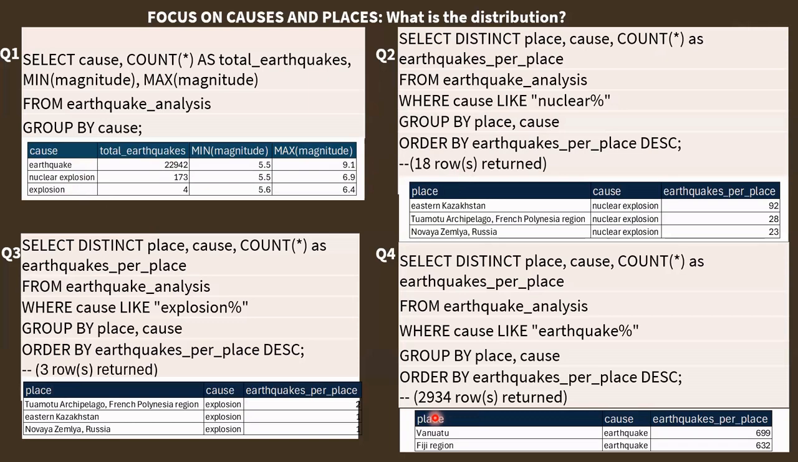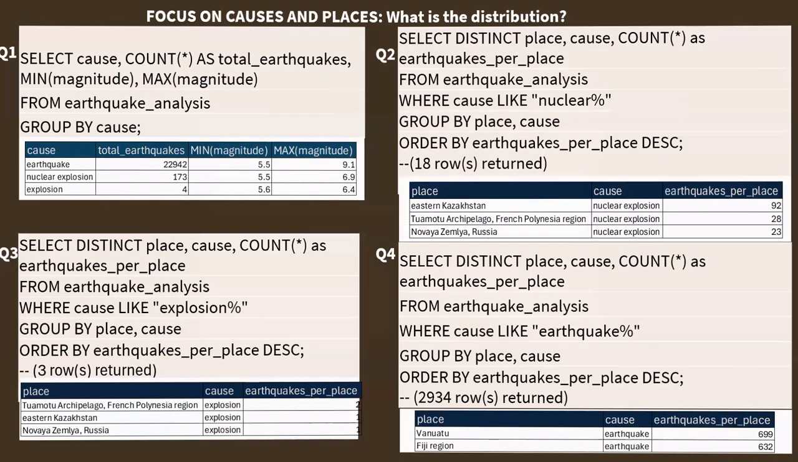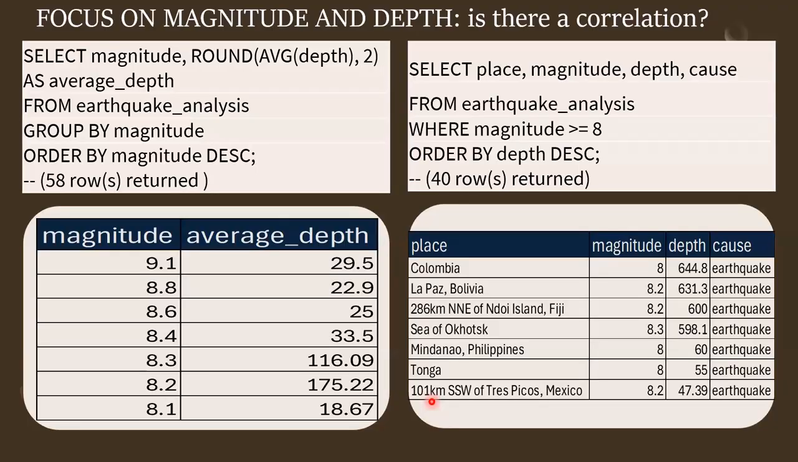Then we looked at magnitude and depth. Is there a correlation between magnitude and depth in terms of earthquakes? We looked at the average depth, and it gives us this result. But we dug in by looking at the high magnitude earthquakes, magnitude 8 and above. They had occurred 40 times, and out of those times, only 4 times was the depth more than 100.